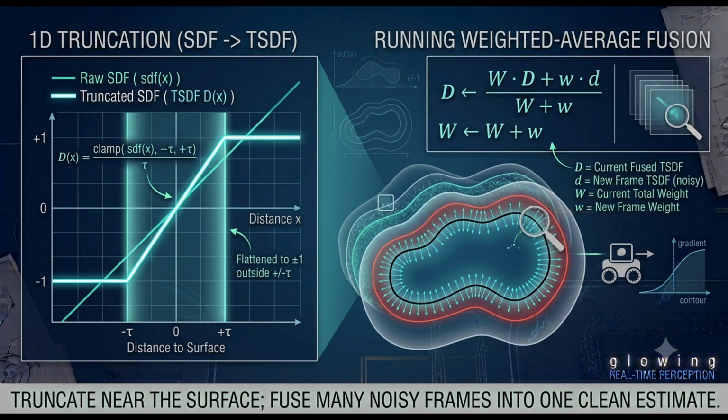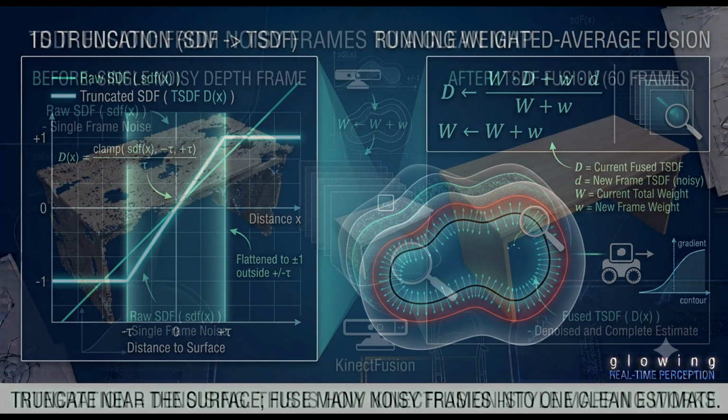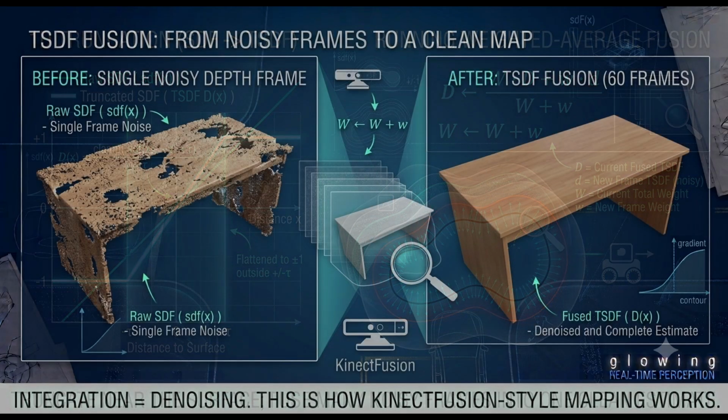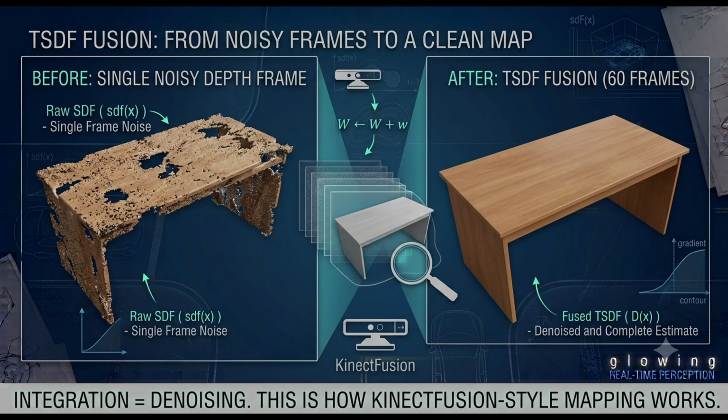Second, and this is the elegant part, we fuse measurements over time with a running weighted average. Every new depth frame votes on the distance value in each voxel near the surface, and we blend those votes weighted by confidence. Noisy single-frame depth, averaged over dozens of views, converges into a startlingly clean, smooth surface. That averaging is why TSDF fusion produces such nice reconstructions. It's essentially denoising by integration.